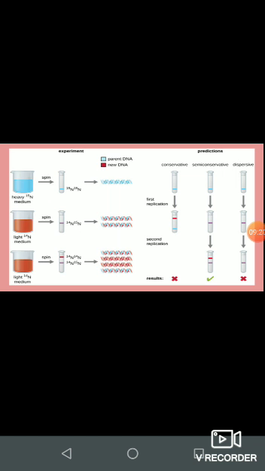This is the experimental evidence for the semi-conservative model of replication. Based on this experiment, they concluded that in most organisms, replication generally takes place by the semi-conservative model. So thank you.